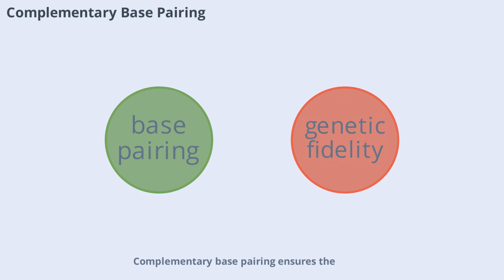Complementary base pairing ensures the accuracy of DNA replication and transcription. Adenine pairs with thymine in DNA and with uracil in RNA. Guanine pairs with cytosine in both. This pairing is the foundation for genetic fidelity and information transfer.